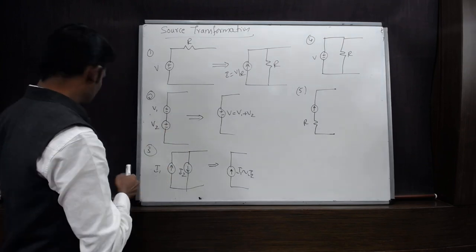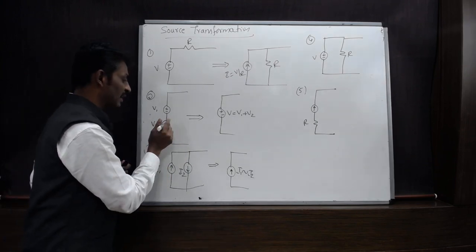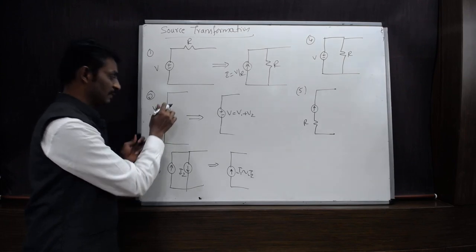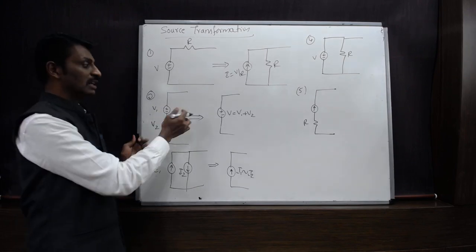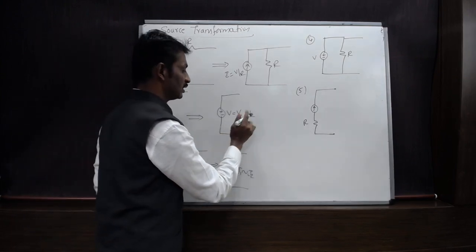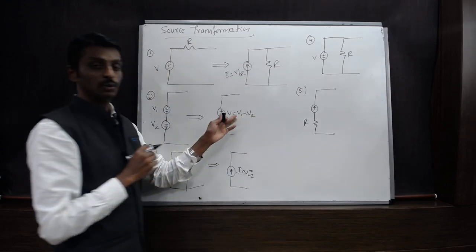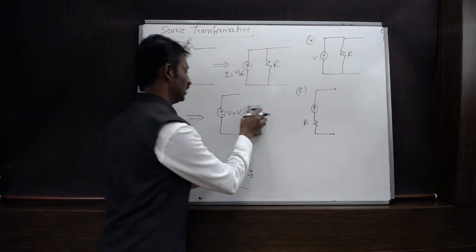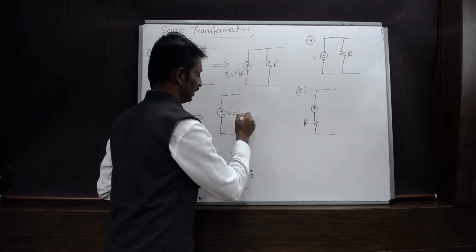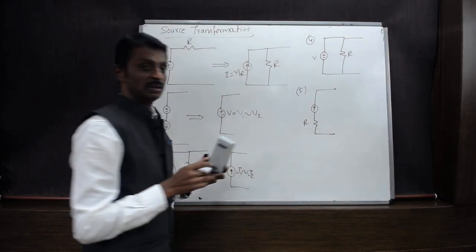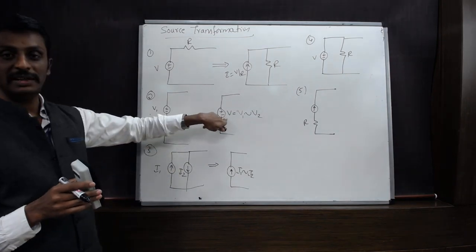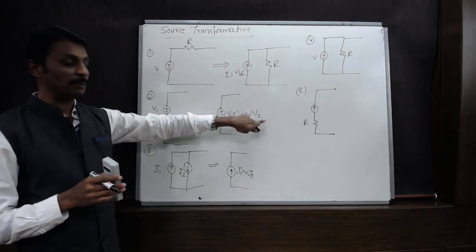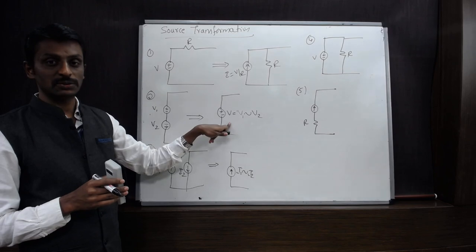Suppose the batteries are connected like plus minus and minus plus. Then the equivalent voltage source is obtained by taking the difference of the two voltages, V1 minus V2. The direction of the battery having the highest voltage will be retained, so the same polarity will be retained in this voltage source.